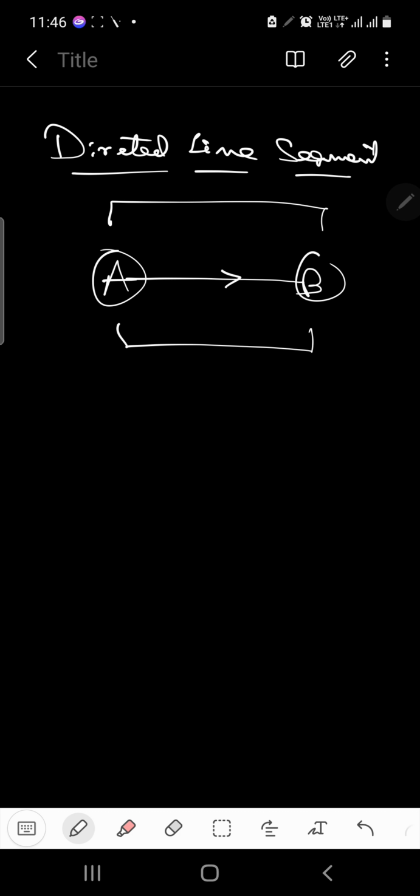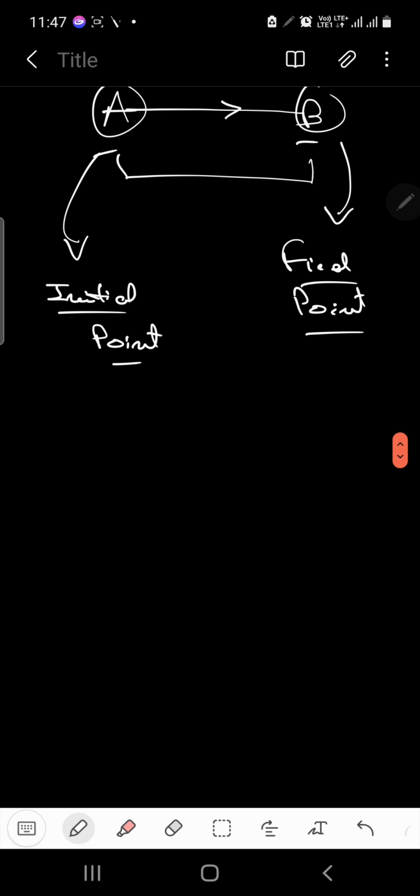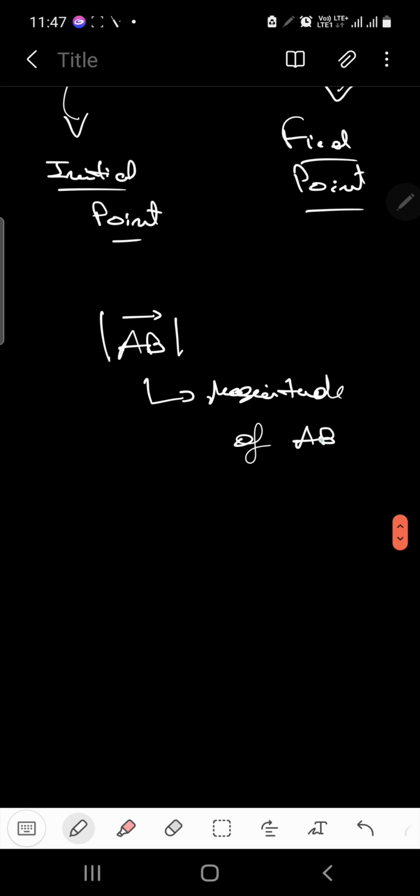This vector is actually represented using its terminal points. Terminal points are what? A and B, where the terminal point A is specified as the initial point, and B is known as the final point. Clear? Using these two initial and final points, the vector is represented as AB with an arrow sign above which represents this to be a vector. If we give a mod symbol, then this represents the magnitude of the vector, that is the length between these 2 points, magnitude of the vector AB. I guess it's clear.